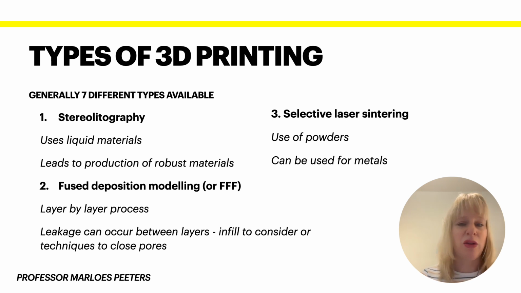The first is stereolithography, where they use liquid materials. There you use some UV polymerization to go from the liquid material to the solid state. That generally leads to the production of very robust materials, and it's got a very good resolution. However, this is a little bit smelly, so we use this very routinely in the lab. It's probably not something that you would want to use at home without having an exhaust available.